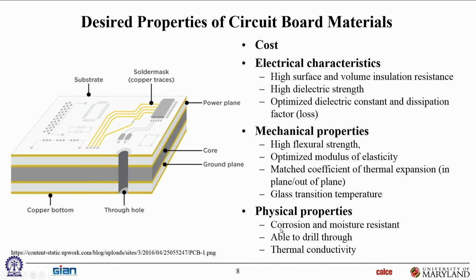So there are other properties that are extremely important. Corrosion is important. Moisture resistance, because these are polymers, they'll absorb moisture, so that's important. Ability to drill through those materials is extremely important. That's manufacturability, because you're drilling these, either mechanically or through laser, you're drilling holes in them. So not all materials are easily machinable. And then the thermal properties, so thermal conductivity, thermal diffusivity, all of those are extremely important.